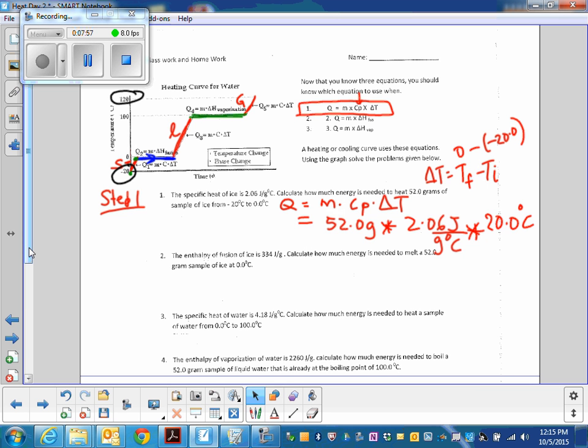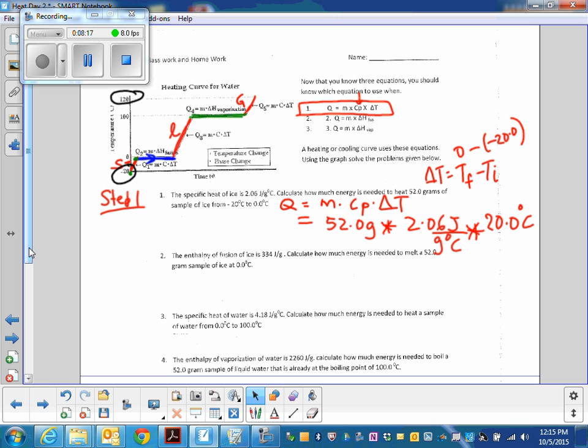So if you multiply, have you all done this already? No? Okay, so let's see. If I multiply 52 times 2.06 times 20, this calculator doesn't show things properly. What do you get?